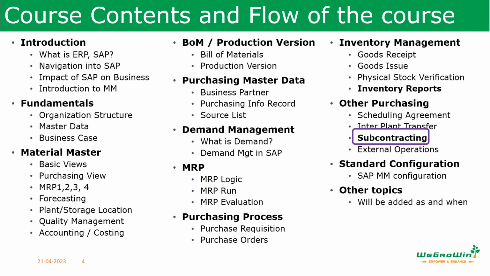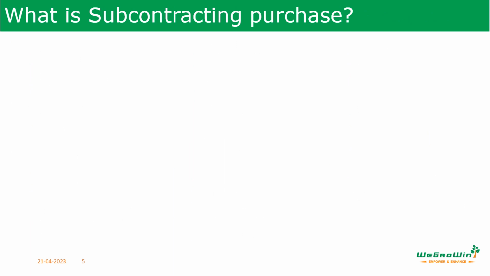As part of specific purchasing procedures, so far we discussed scheduling agreement and interplant purchases. In this session, we will discuss subcontracting purchasing. What is subcontracting purchase? Subcontracting is utilizing the services of a supplier to perform specific operations on a component or to perform assembly of a product from the components supplied to them. The subcontracting process begins when the company hands over components to the subcontractor, who is usually a vendor, against a subcontracting purchase order, either to assemble or add value to the product.